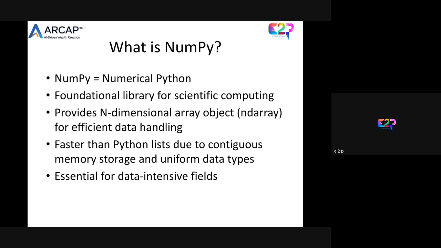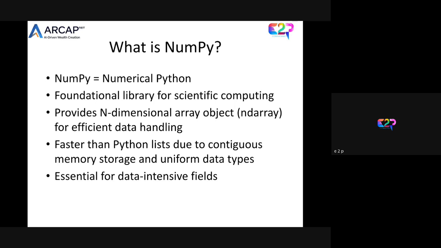NumPy is much faster for large-scale numerical computation, and it is memory efficient, using less memory compared to the Python list. Scalability is there, which is essential for data-intensive fields like data science, machine learning, image processing and scientific computing.